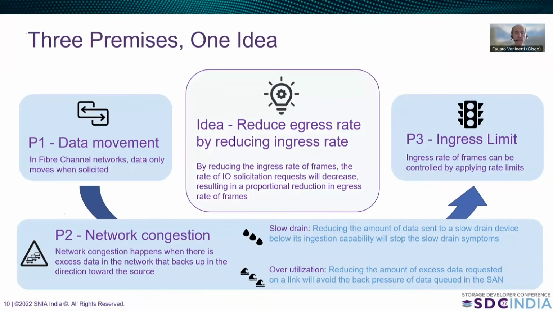Now, the idea is that by reducing the ingress rate, we can reduce the egress rate. In fact, by reducing the ingress rate of frames, the rate of I/O solicitation requests will decrease, resulting in a proportional reduction in the egress rate of frames and virtually eliminating congestion from the SAN.